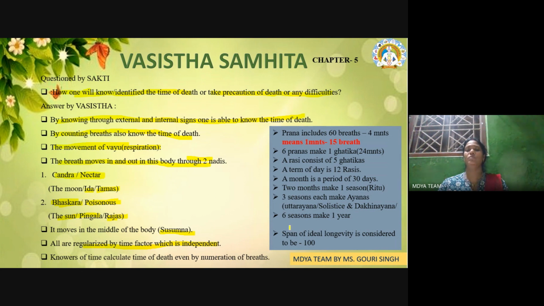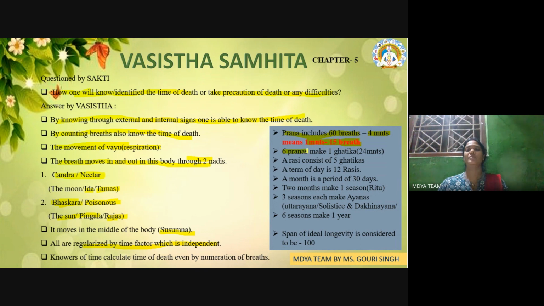So it will be counted. Here it is the counting. A prana includes 60 breaths. According to Vasistha, 60 breaths are taken in 4 minutes. According to the calculation I have written, this is not mentioned in the Vasistha Samhita; he just mentions 60 breaths in 4 minutes. Then in 1 minute, how many breaths? That is 15 breaths. So for a healthy person, as usual, you have to take 15 breaths in 1 minute.